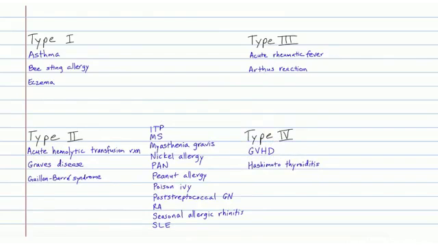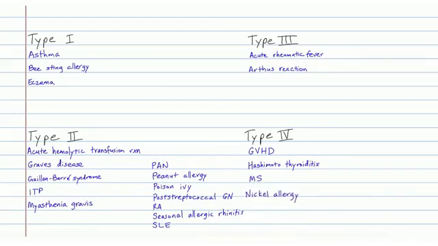ITP, or immune thrombocytopenia, is a type 2 reaction. Multiple sclerosis is a type 4 hypersensitivity reaction. Myasthenia gravis is a type 2 reaction. Nickel allergy is a type 4 reaction. That's a type of contact dermatitis. Polyarteritis nodosa is a type 3 reaction.